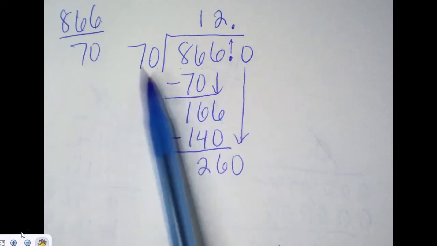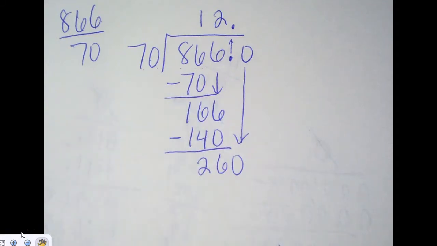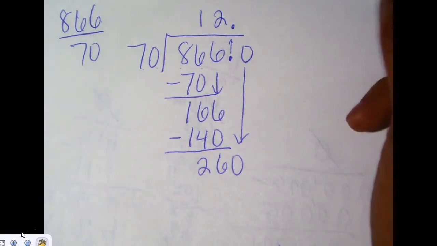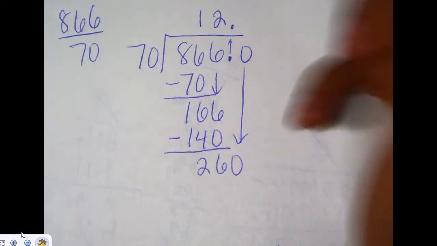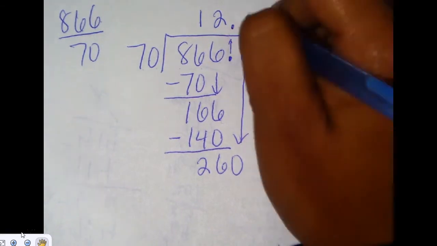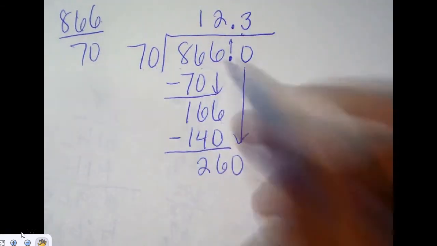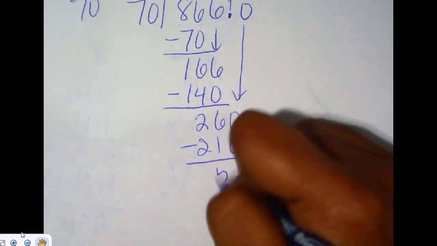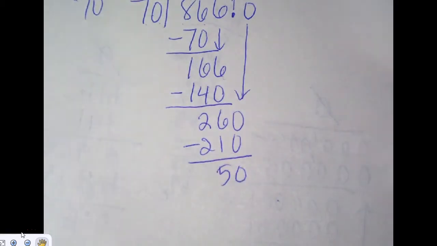Bring this down. All right, so like I was saying, I know that 70 times 3 is 210. I also know that 70 times 4 is 280. So I got to go in here only 3 times. So we multiply for 210, subtract for 50, and then we could just keep doing this forever, okay?